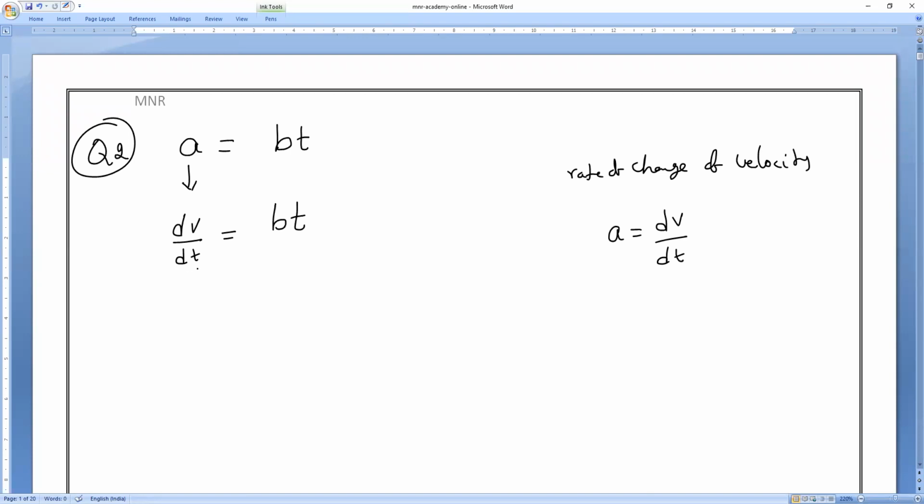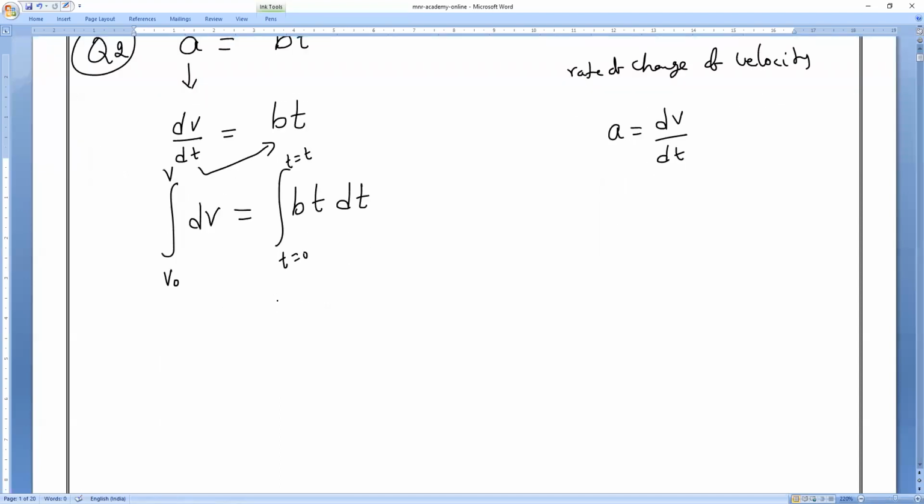Now I will send this dt to this side, so it will become dv is equal to b t into dt. Is it right or wrong? So apply integration. Initial velocity is v naught, final velocity is v, and initial time is t equal to 0, and final time is t. So the integration of dv is v.